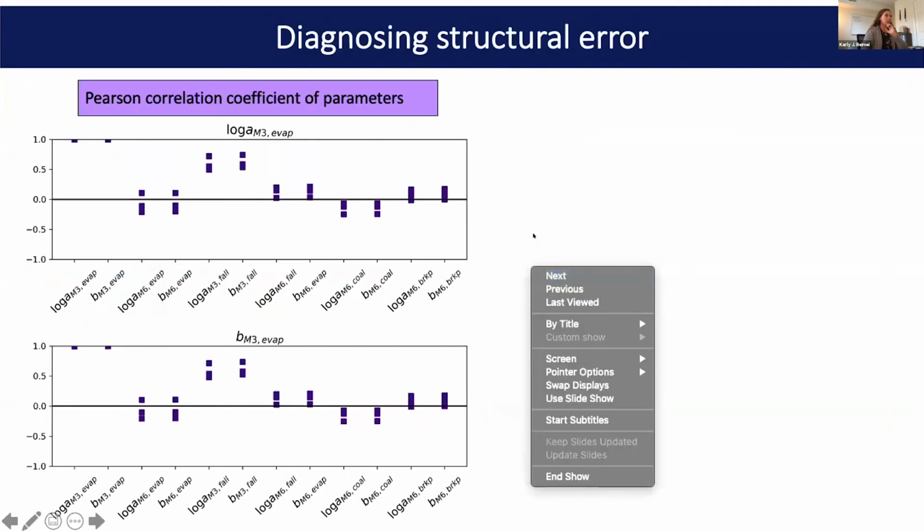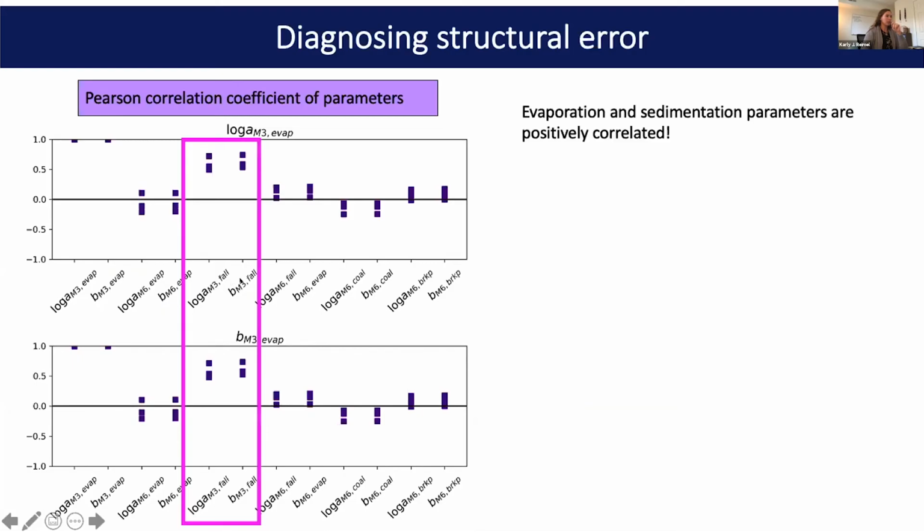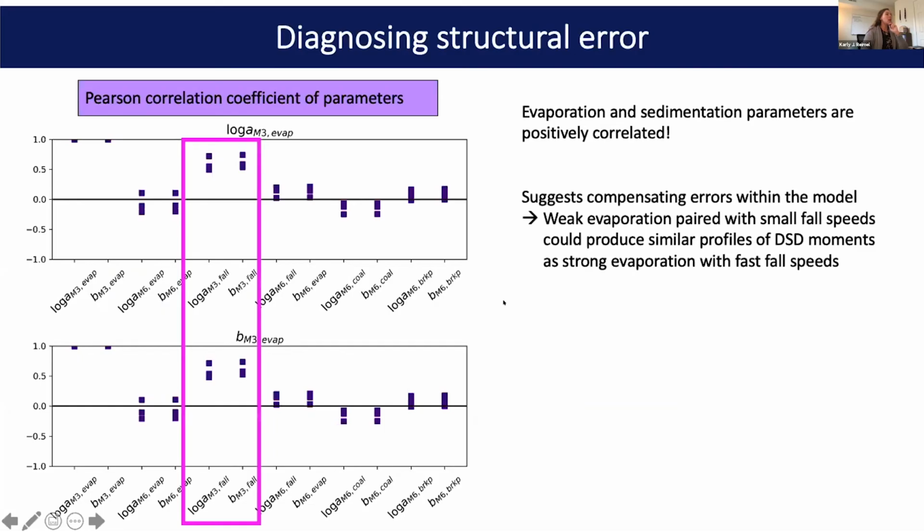we can look at the correlations between parameters. Here I'm plotting the Pearson correlation coefficient between the A parameter for M3 evap and all the other parameters, and then again for the B parameter, or the beta parameter, for M3 evap and all the other parameters. The thing I really want to draw your attention to is that the A and B parameters for both of these cases are positively correlated with the A and B parameters of M3 falls. So this means that our evaporation and sedimentation parameters are positively correlated here, which suggests that there is some sort of compensating error within the model.